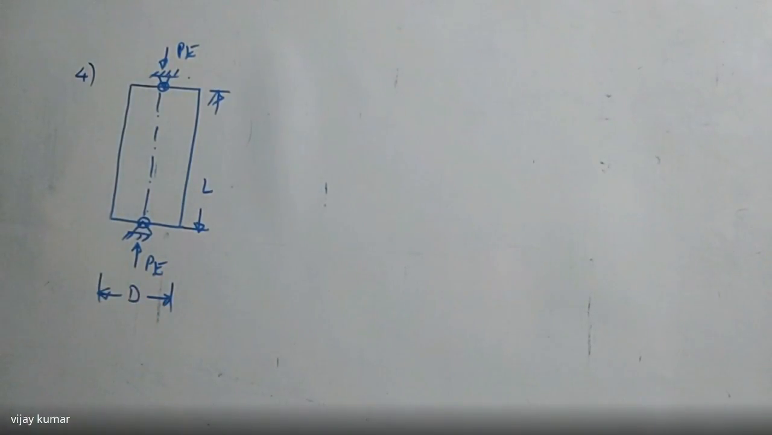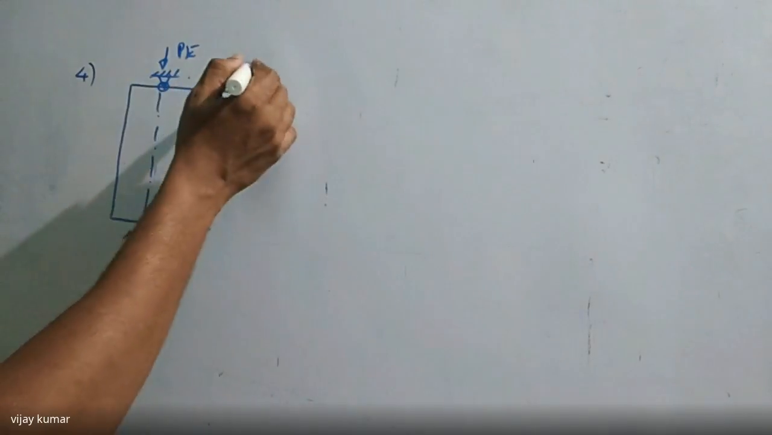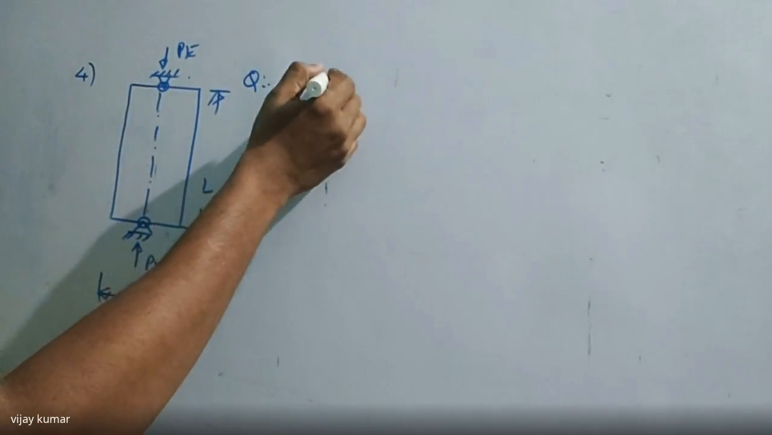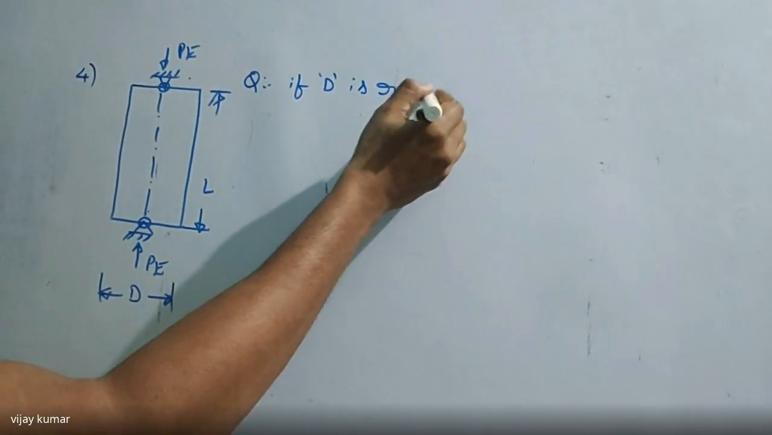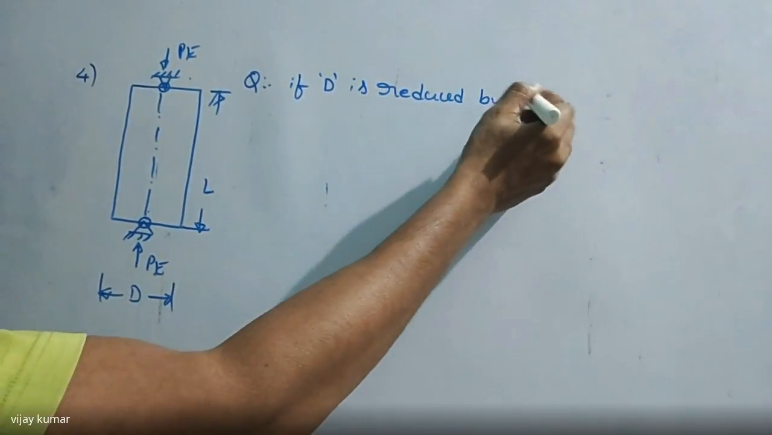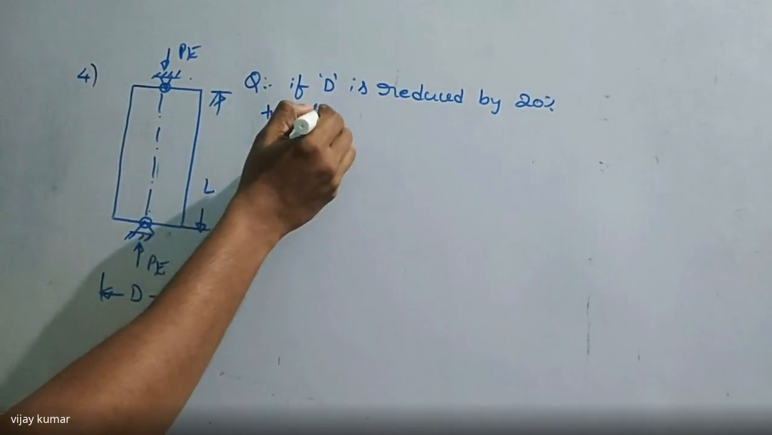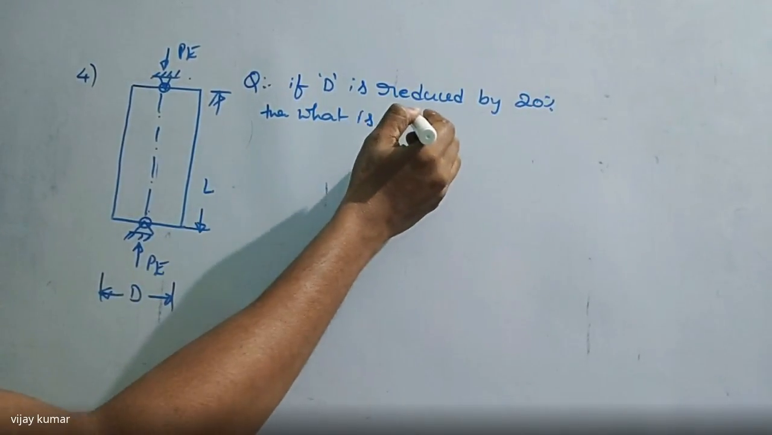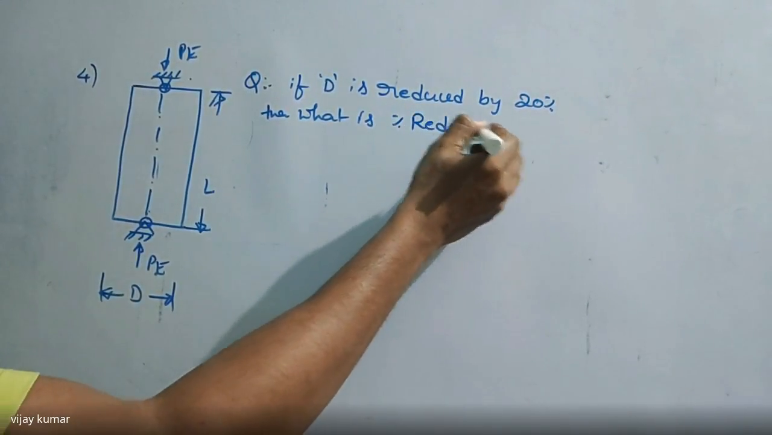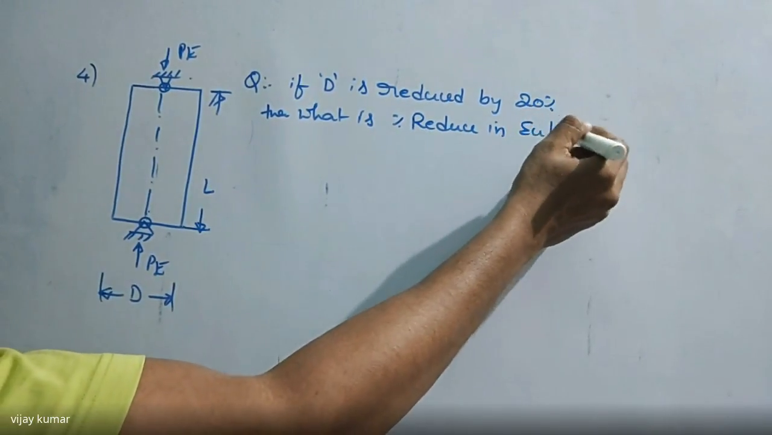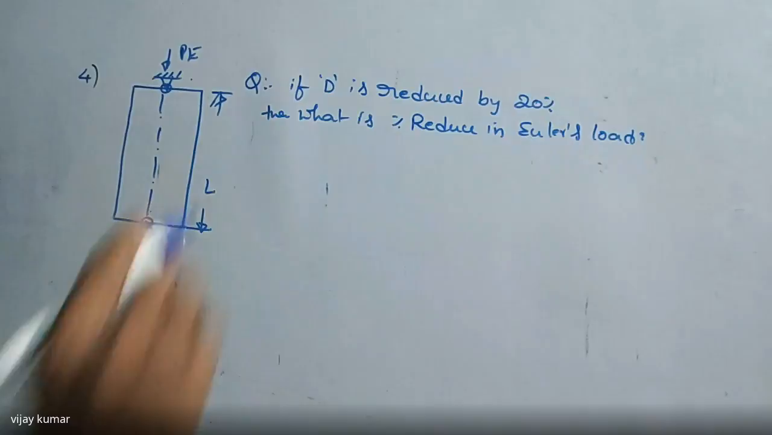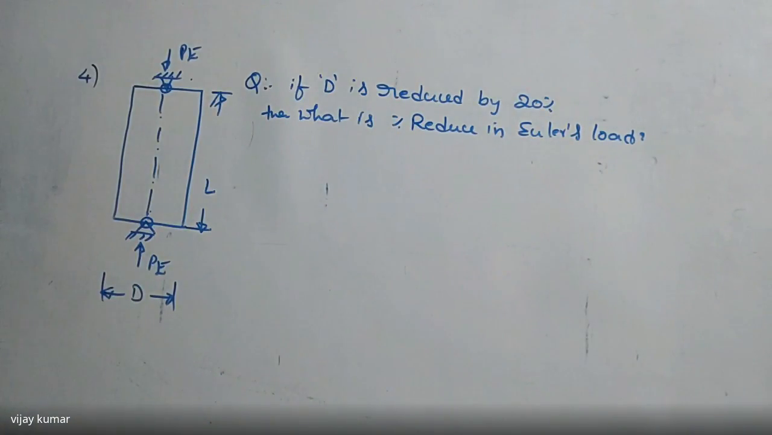So the question is: if the diameter is reduced by 20%, then what is the percentage of reduction in Euler's load? Then what is the percentage of reducing Euler's load? If D is reduced by 20%, what is the percentage of reduction in Euler's load?